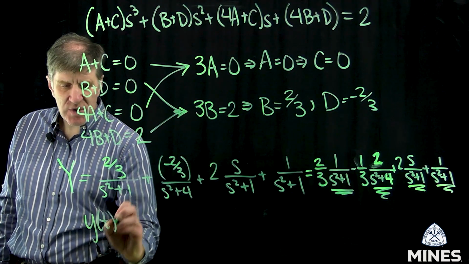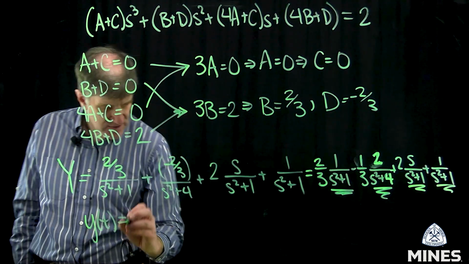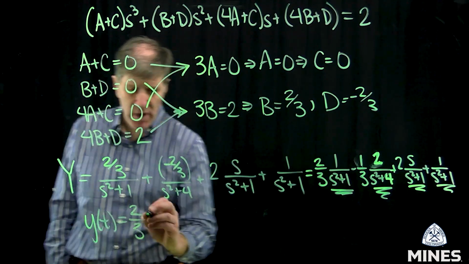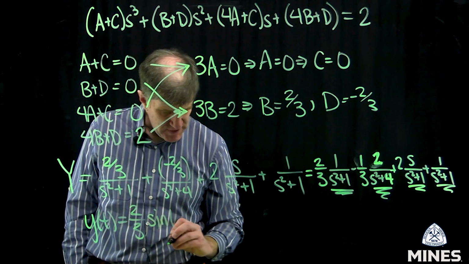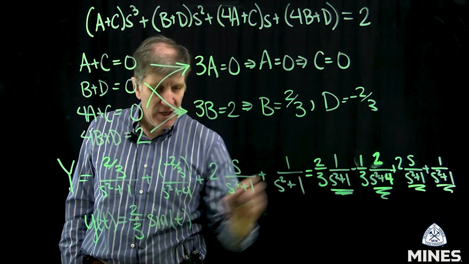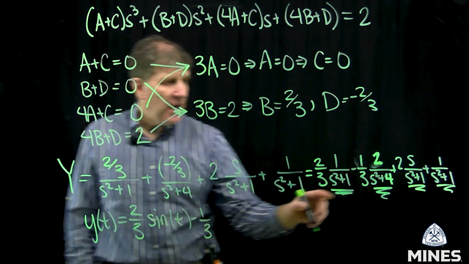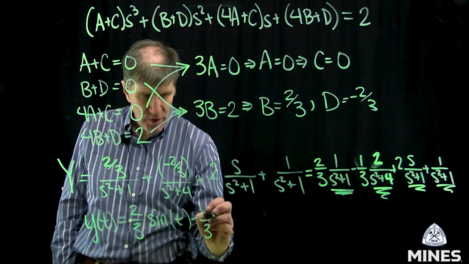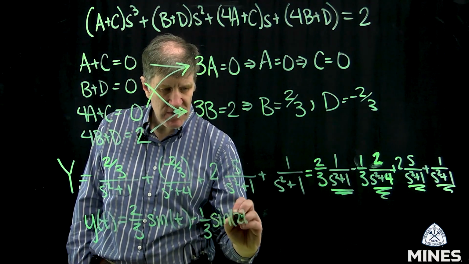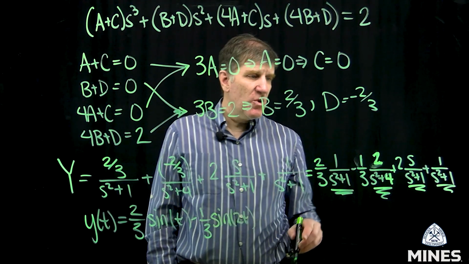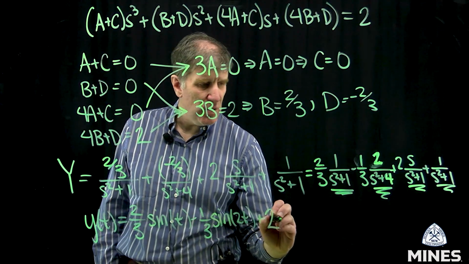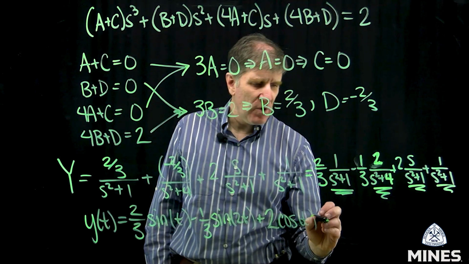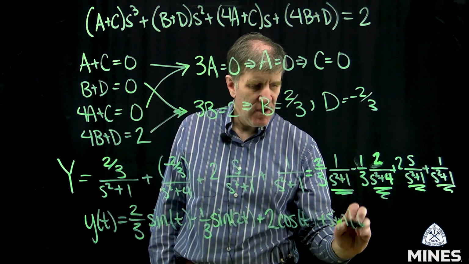And I can write the solution of the initial value problem now as 2/3. The inverse of 1 over s squared plus 1 is just the sine of t. So 2/3 times the sine of t. And then I have a minus 1/3. And the inverse of 2 over s squared plus 4 is a sine of 2t. So that is a sine of 2 times t. The s over s squared plus 1, that's actually a cosine. So I have plus 2 times the cosine of t. And then the inverse of 1 over s squared plus 1 is, again, the sine of t.